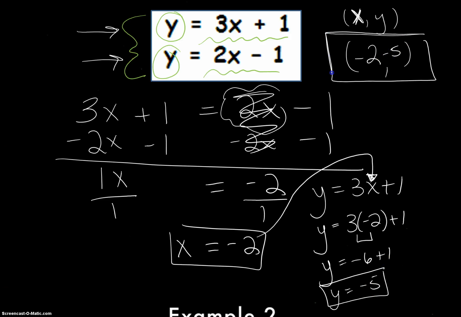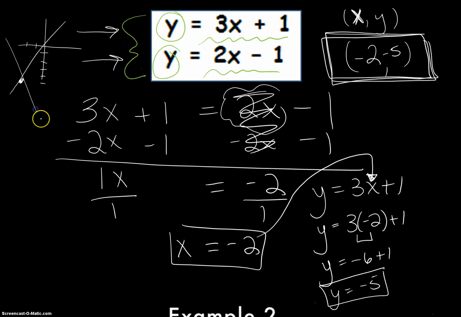So my solution to this system is the ordered pair (-2, -5). So if I were to graph these two on a coordinate grid, my solution, or where they would intersect, would be at (-2, -5). That would be the point where my two lines intersect. Let's go on to our next example.